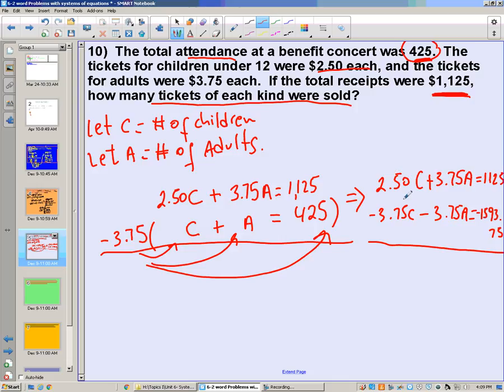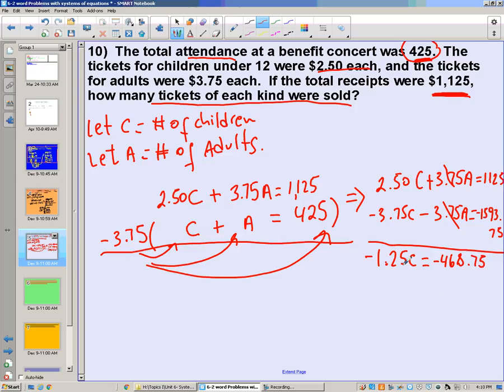Now let's see which variable is going to go away. We have positive 375a and negative 375a, so these guys are out, right? And now we're combining everything else. So 250c minus 375c will be negative 125c. And this is gone, and that's equal to, so what happens when I combine 1125 and negative 1593.75? I plug it into my graphing calculator, and I get negative 468.75.